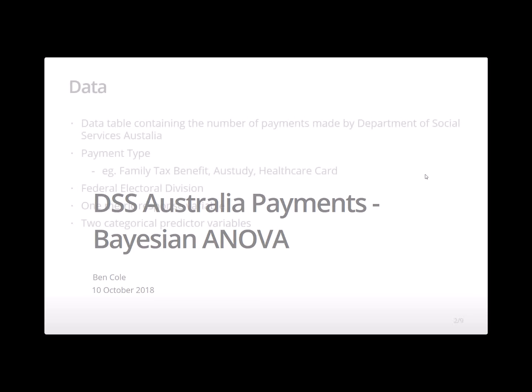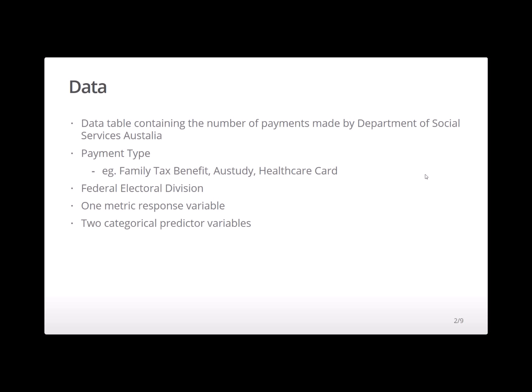So the data I used was a data table from data.gov.au, which contained the number of payments made by the Department of Social Services Australia in 2014. It was broken up by a few different variables. One of them was payment types, such as family tax benefit, Austudy, healthcare card, youth allowance, pension, widower's tax benefit, all those sorts of payment types. It's also broken up into federal electoral division and state. So there was one metric response variable and several categorical predictor variables.